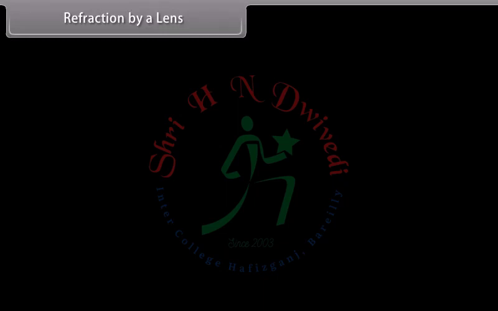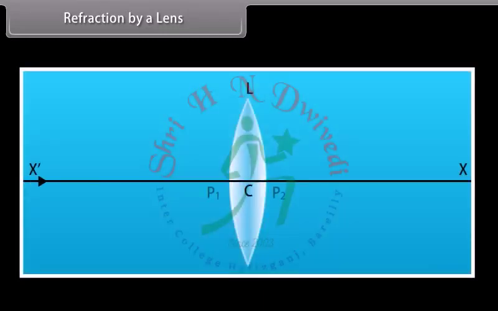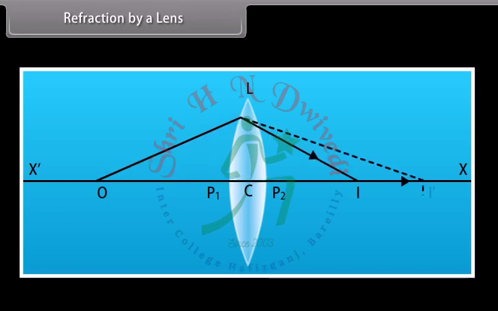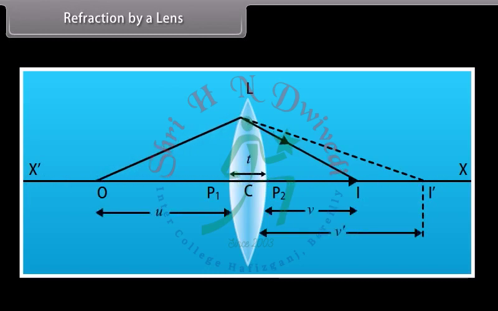Refraction by a lens. Suppose L is a thin lens. The refractive index of the material of lens is N2 and it is placed in a medium of refractive index N1. The optical center of lens is C and x' is principal axis. The radii of curvature of the surfaces of the lens are R1 and R2 and their poles are P1 and P2. The thickness of lens is T, which is very small. O is a point object on the principal axis of the lens.